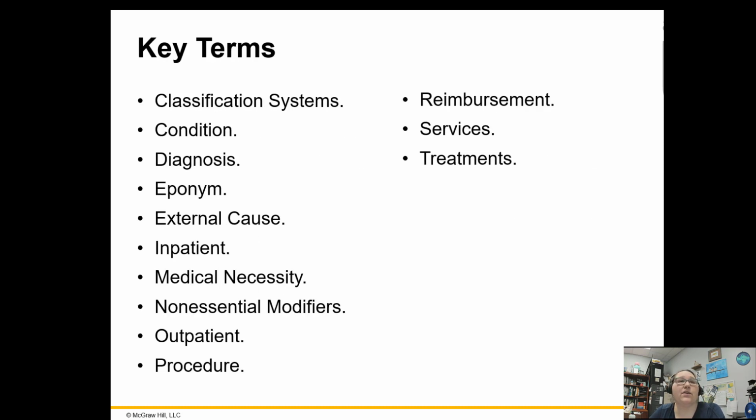All right, key terms that you'll want to know. I am going to have flashcards for these. So key terms: classification systems, condition, diagnosis, eponym, external cause, inpatient, medical necessity, non-essential modifiers, outpatient, procedure, reimbursement, services, and treatments.